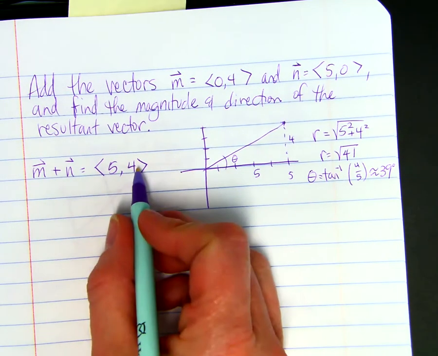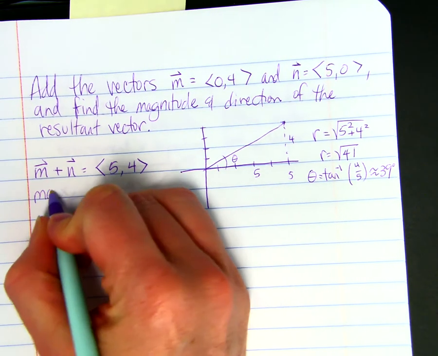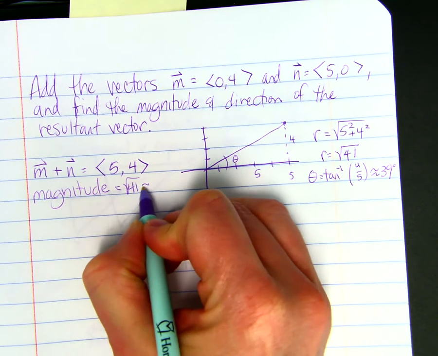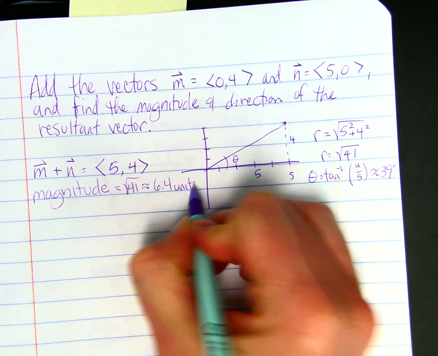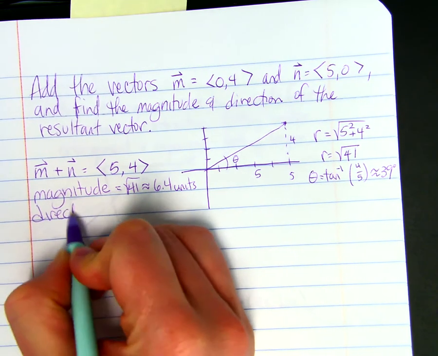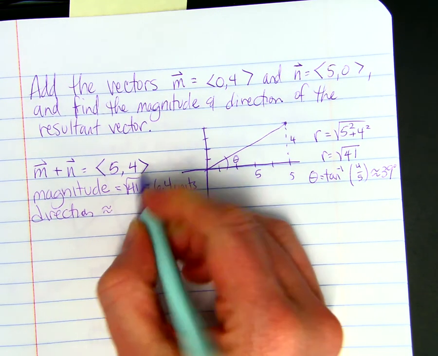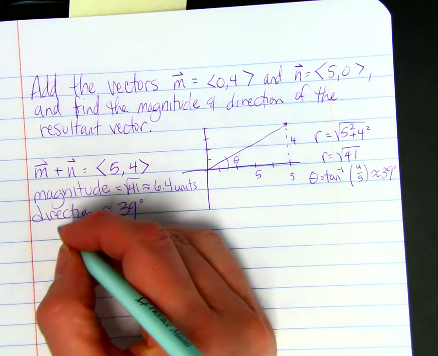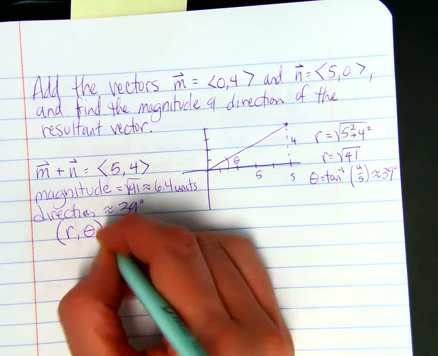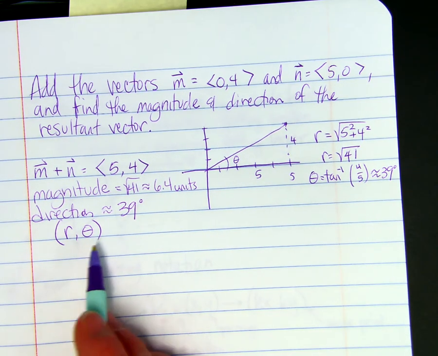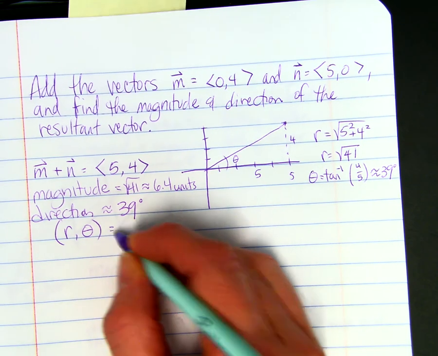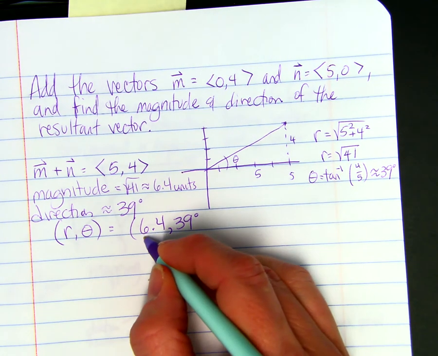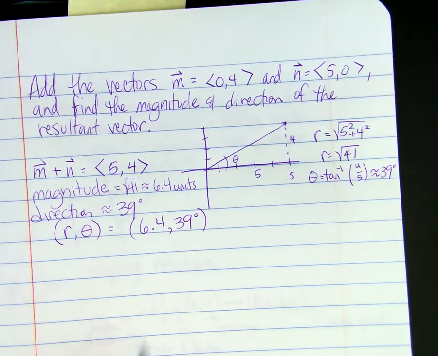So here's our addition. Our magnitude is root 41, which is approximately 6.4 units. And the direction is approximately 39 degrees. And the way we write magnitude and direction is as r comma theta with parentheses. So we would say 6.4 comma 39 degrees. And we would put our units in here. Actually, I don't think we have to.